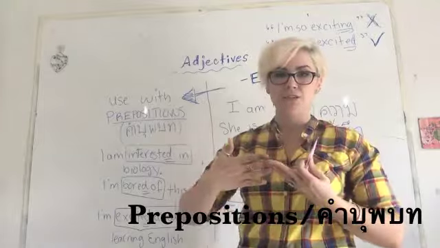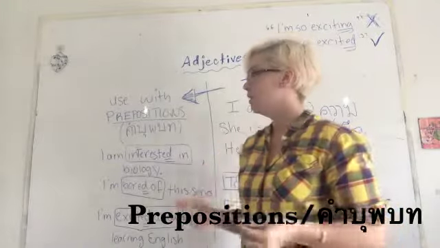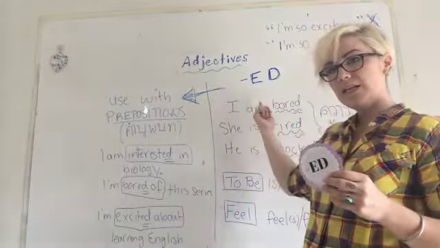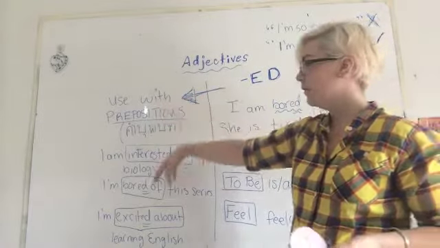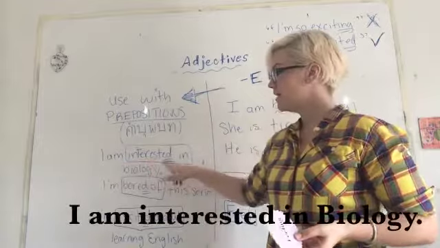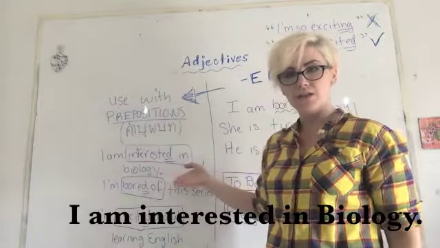อีกอย่างนึงเกี่ยวกับ ed ก็คือ จะใช้กับพวก prepositions นะคะคือคำบุพบทก็คือพวก in about over under of, for, คำพวกนี้นะคะคือ prepositions. They show relationships between certain things. You can use ed adjectives with prepositions. For example, I am interested in biology because I love animals so much.